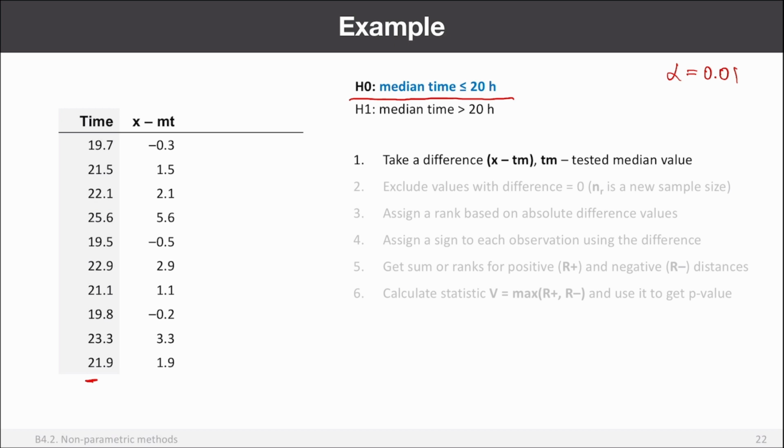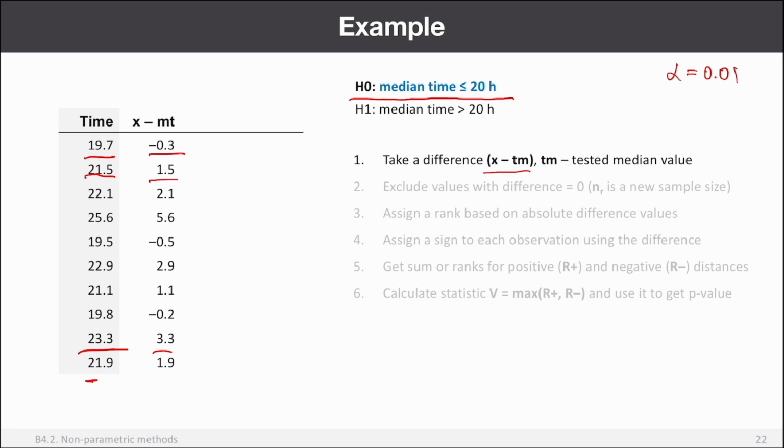So in this case, using alpha 0.01 requires a really, really big sample size, but we will discuss it in a minute. So the first step: take a difference between the values and the tested median, right? So we find a distance, how far every value is from the tested median value, median, not mean. And then you can see, for example, why this is minus 0.3, because it's 19.7 minus 20, minus 0.3. 21.5 minus 20, 1.5. 23.3 minus 20, 3.3. That's it. So these are the differences.